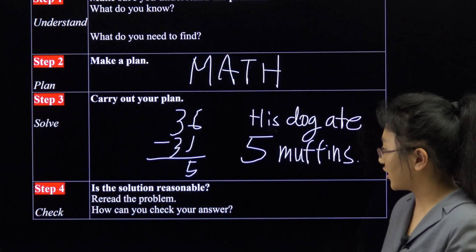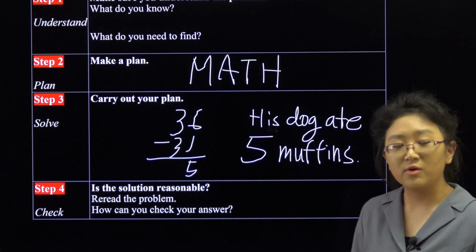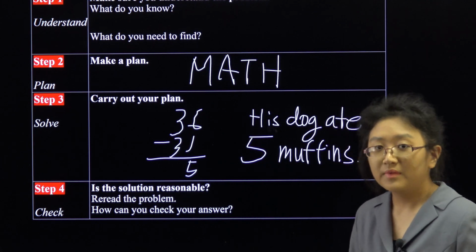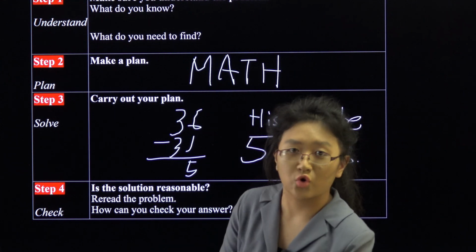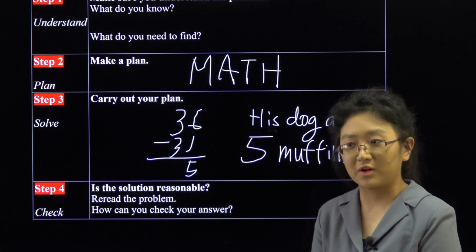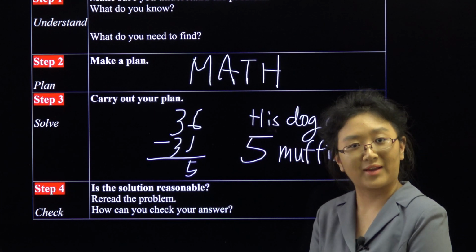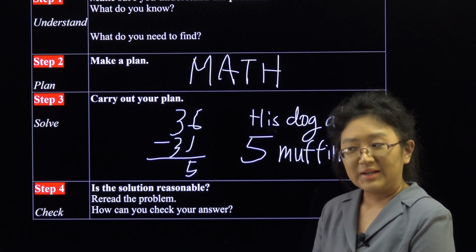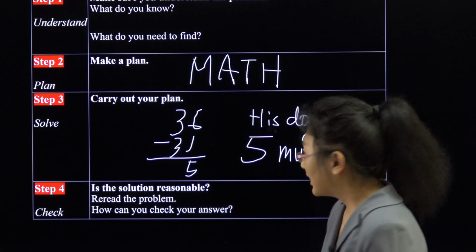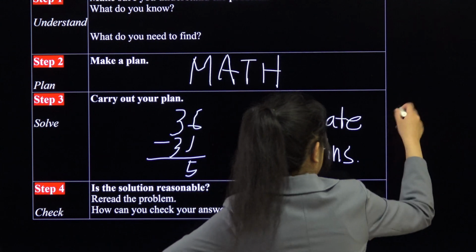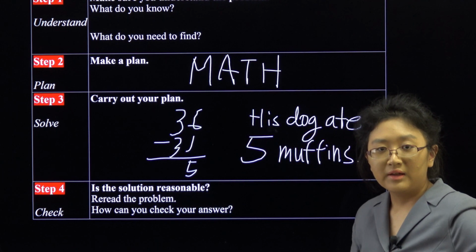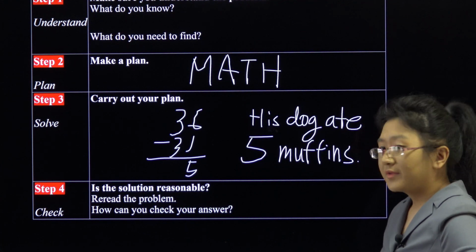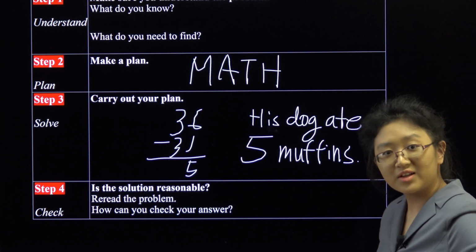And our calculations are correct, how can we check our answer? We could redo the problem, or we could do the problem a different way. But honestly, are you going to draw out 36 muffins and cross out 31 of them and count whatever's left? I mean, that would take a while, even if you're just drawing out 36 circles. So, yeah, that's it for this section. Now we move on to the next one.